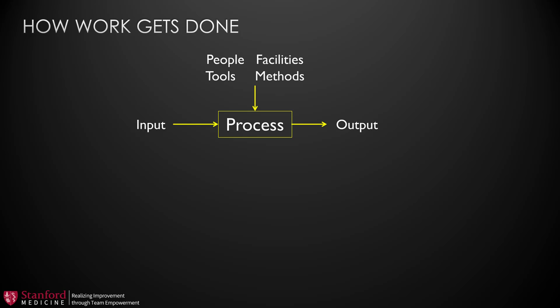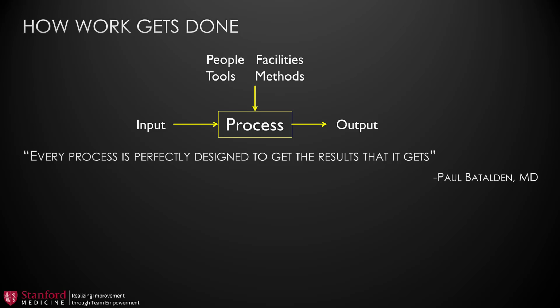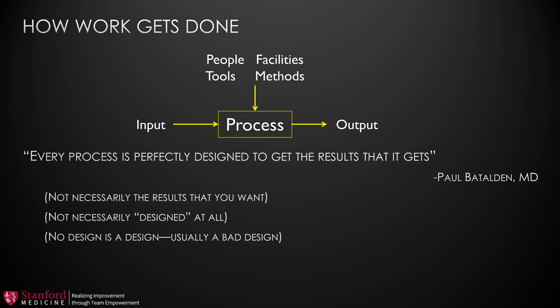Before we start, we need to remind ourselves that the way work gets done in any business or enterprise is through processes. A process takes some kind of input and applies people working in facilities using specific tools and methods to create some kind of output. There are millions of processes of all kinds that are used every day throughout the world. Dr. Paul Batalden has said that every process is perfectly designed to get the results that it gets. Now, the process is not necessarily designed to get the results that you want, and in fact, it may not even be designed at all. The process produces what the process produces, whether it's good or bad, or whether the results are consistent or inconsistent. The resulting product or service is only as good as the process that produced it.